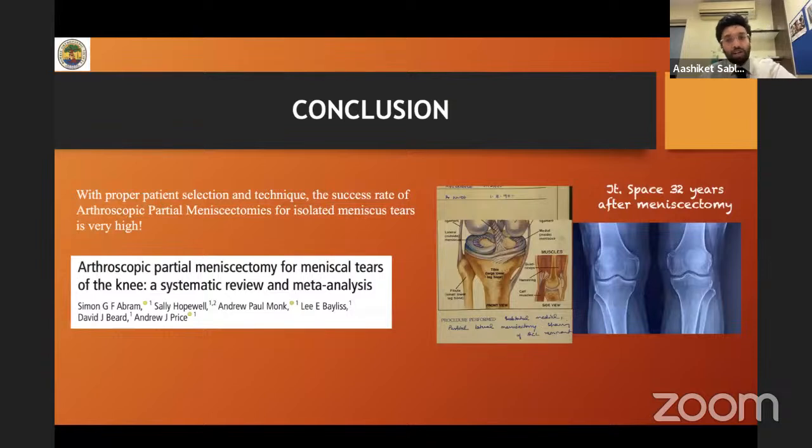So in conclusion, I would like to say that no procedure is good or bad. Every procedure has its complications and pitfalls, but an arthroscopic partial meniscectomy, if done with proper patient selection and technique, can yield wonderful results. And the amount of criticism going on is something to be debated upon. This is just the joint space of a patient 32 years after meniscectomy, living his life happily now.